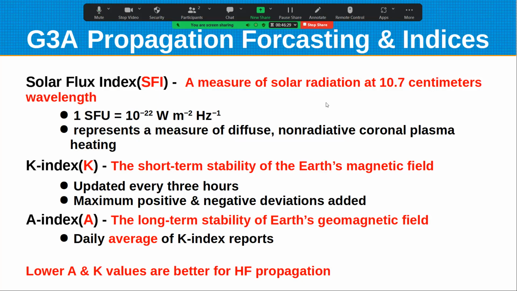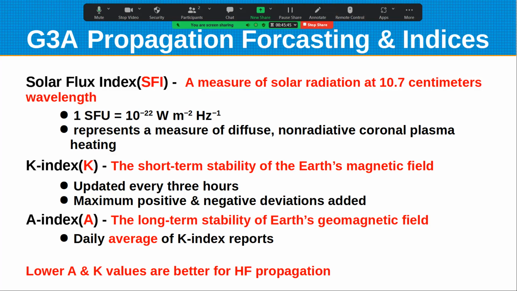Okay. Solar flux index. That's the measure of solar radiation at the 10.7 centimeter wavelength. It's a measure of the coronal plasma heating effect. We also have the K index, represented with a K. There's also a Kp, which is some sort of average of the K. It's the measure of the short-term stability of the magnetic field. They measure it and update the database every 3 hours. There's a lot of measuring stations.